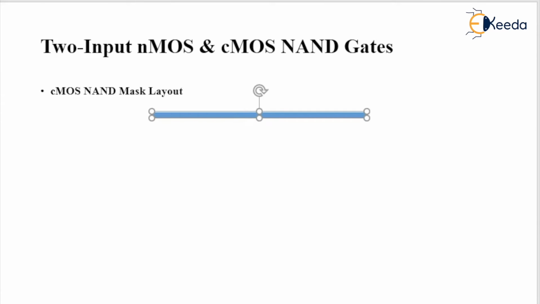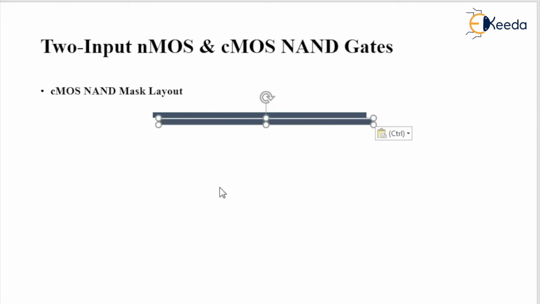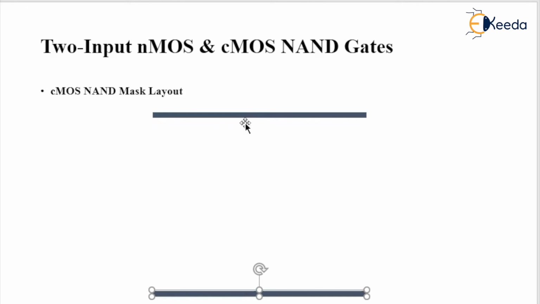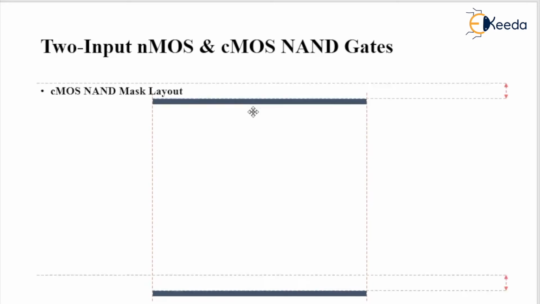So with a dark blue color, this is VDD, and I am also placing VSS here. This is VSS. This is VDD.